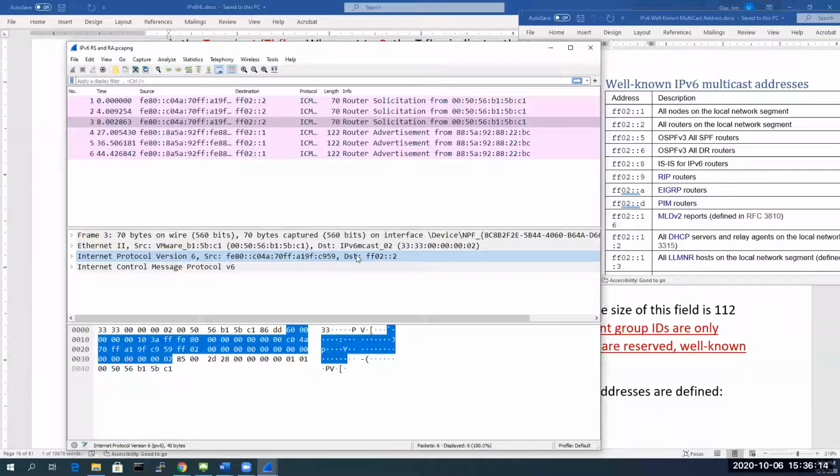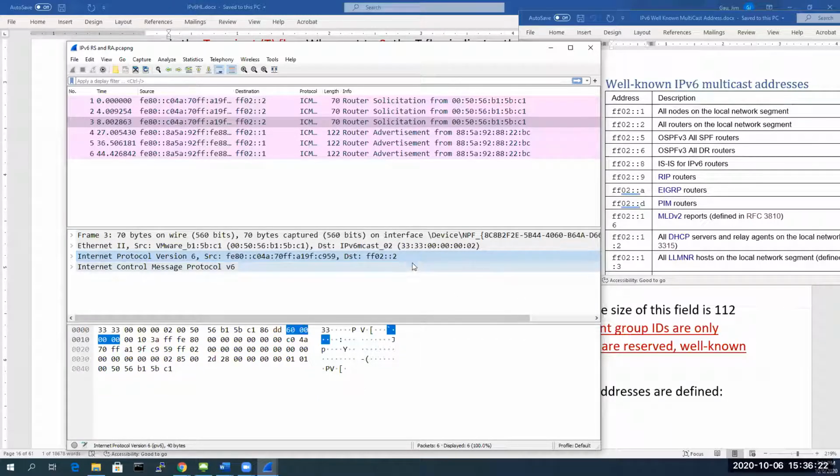Then it will put down the destination of FF02::2, which means it's all the routers on the local area network that we want to get a response from. So if you're a router, you are going to respond not only to your own IPv6 address, but also to the FF02::2 address.